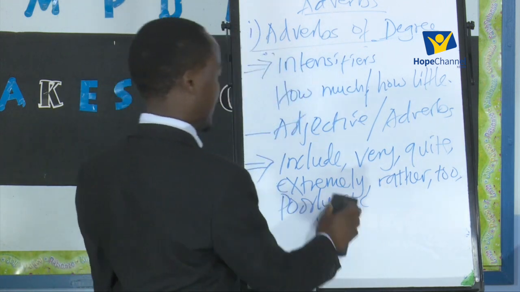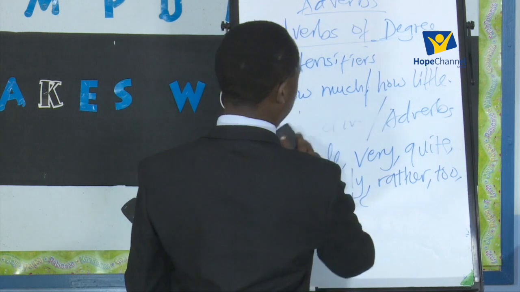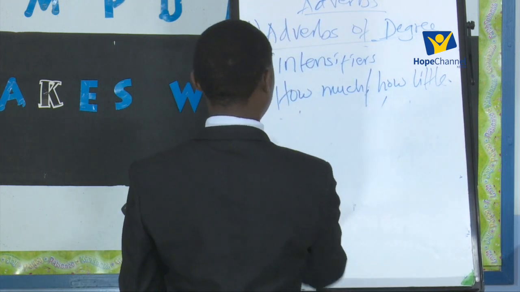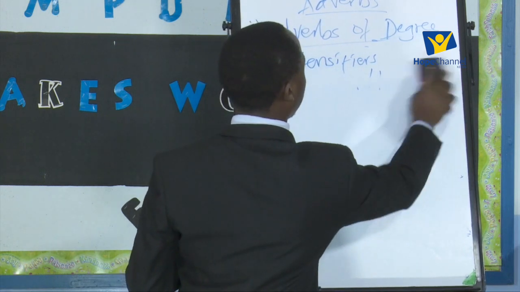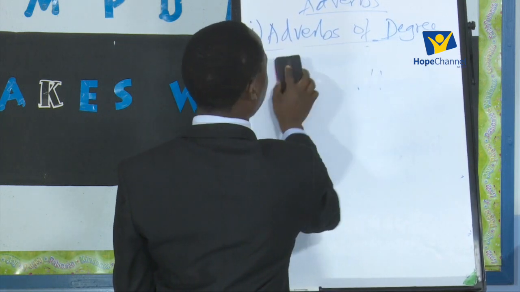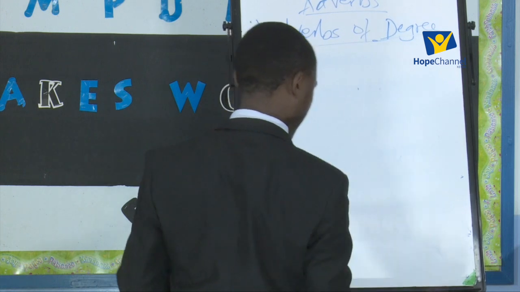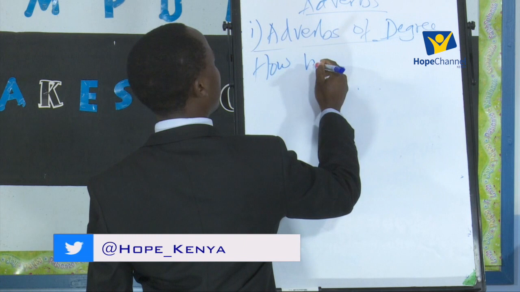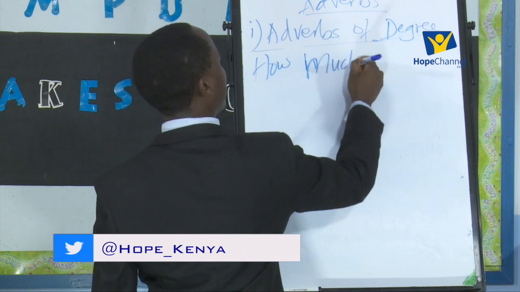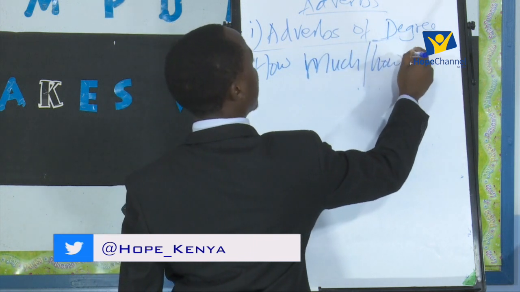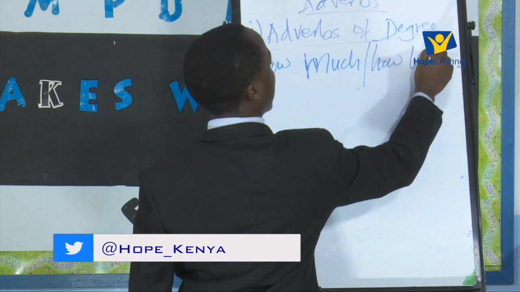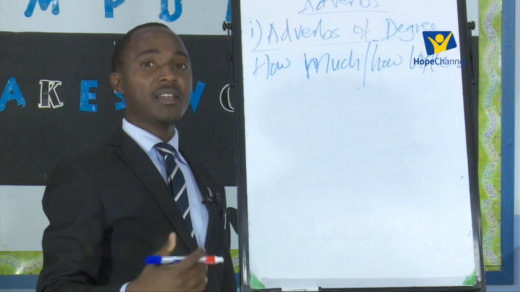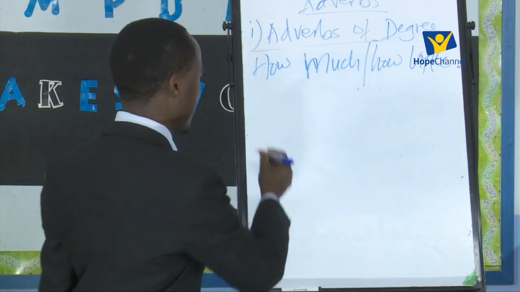Examples in sentences. So remember, the two questions that we'll be looking at are how much or how little. Those are the questions we'll be asking so that we identify the adverb of degree. For example, number 1.